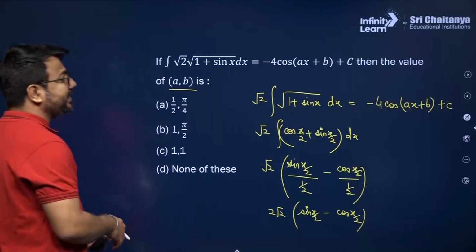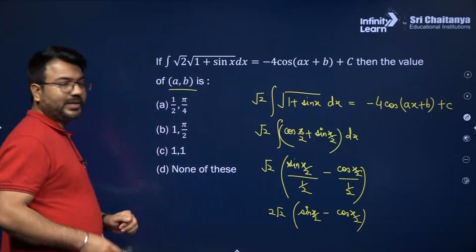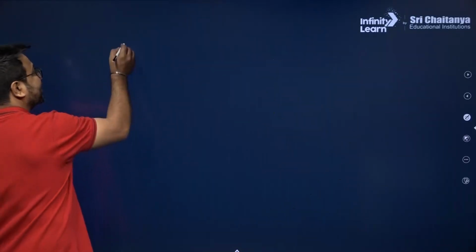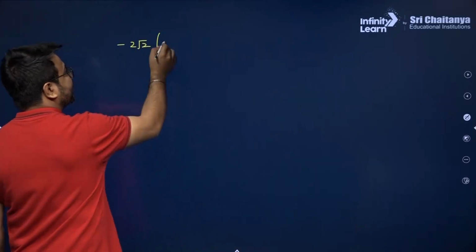Now I want to create cos of theta in the right hand side. So how will I be able to create it? First of all, I will be taking this negative common. So it will be minus 2 root 2, then we have cos x/2 minus sin x/2.